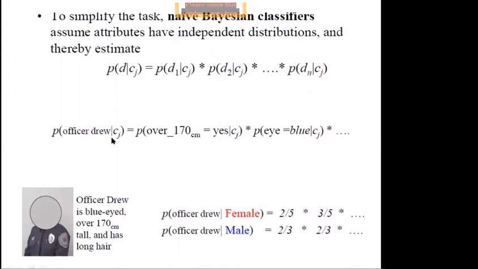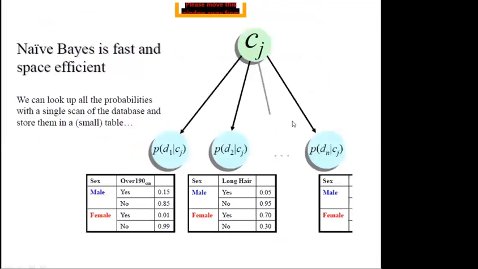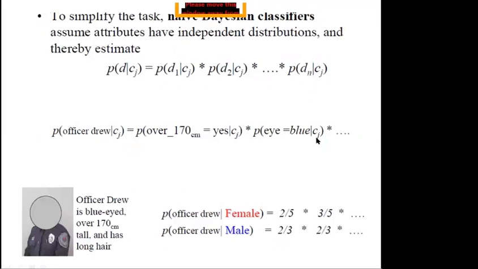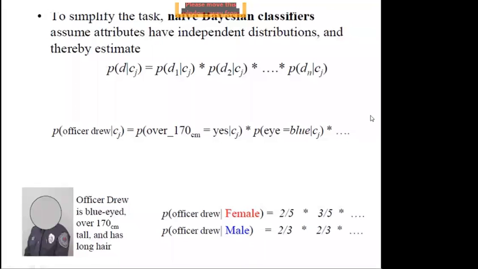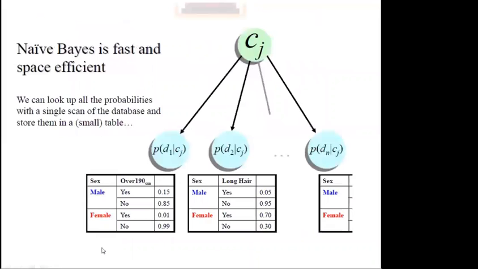Coming back to our example. The probability of this officer being in this class is the probability that the officer is over 170 centimeters, if yes, and the probability that the officer's eye color is blue, belonging to that class, and the probability of the officer's hair length being short, belonging to that class. That probability table you have to write down, which will be like this.